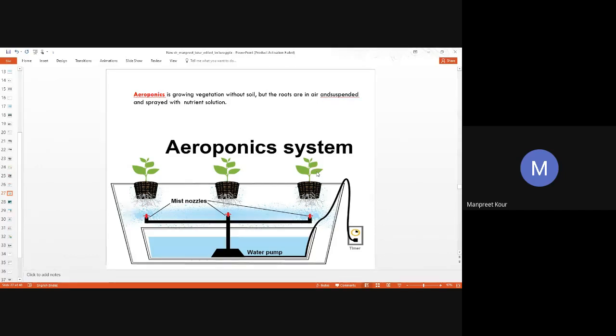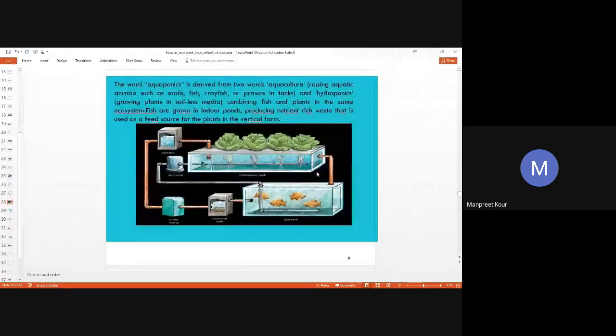If we talk about aquaponics, this is the third type of vertical farming system. Here, fishes are used, and they secrete fecal matter, which gets recycled and given to the vegetables. So this is the filtered nutrient which our vegetables use.